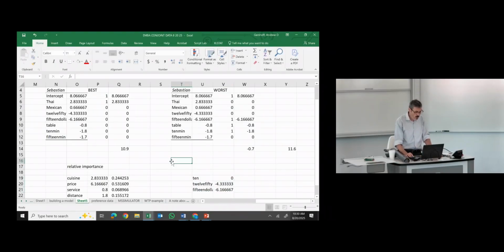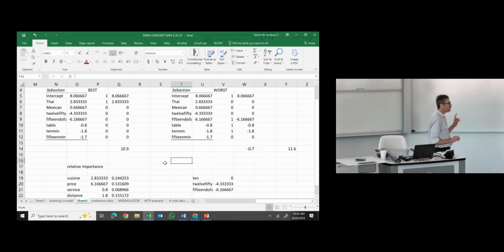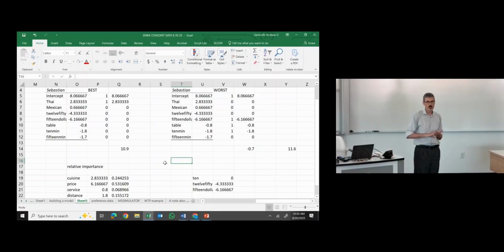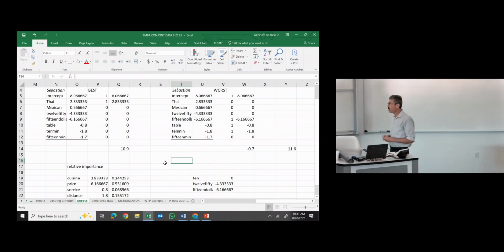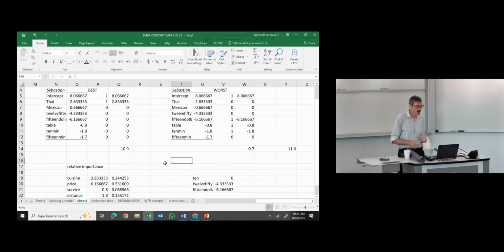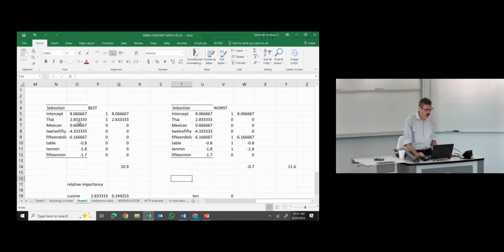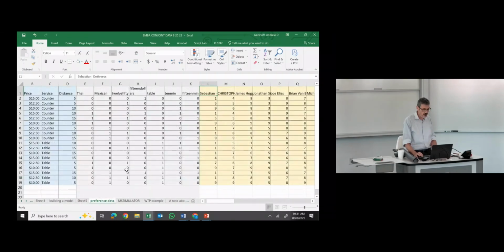Okay, so what else might I be able to do with this data? Thus far, I have information about Sebastian, but we don't want to know about just one customer. Instead, we want to make estimates about multiple people. We want to know what the entire market looks like. And so what I can do is try to get an estimate of market share as well. So here's what I'm going to do. I'm going to go back to my preference data, and let's take a look at a few other folks.